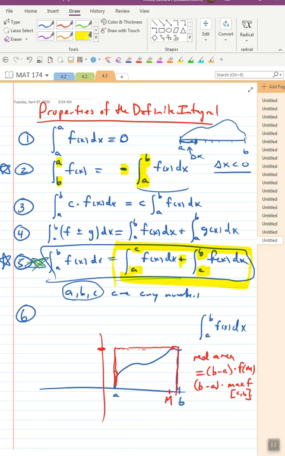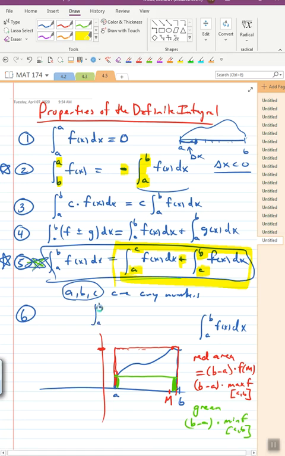Am I also guaranteed that there'll be a minimum somewhere on that interval? Yeah, and in fact, in this picture, it looks like it does happen at A. What's the area of that rectangle? It would be B minus A times the minimum of the function on that interval. And I know that happens somewhere. Everybody with me so far?